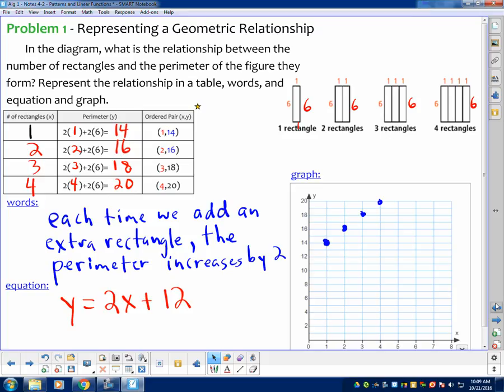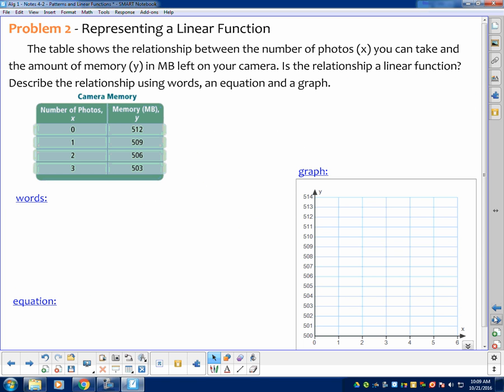Okay. So let's look at one more. It says representing a linear function. The table shows the relationship between the number of photos x you can take and the amount of memory y in megabytes left on your camera. Is the relationship a linear function? Well, we could probably answer that. We're only studying linear functions today, so it will be. Describe the relationship using words, an equation, and a graph.